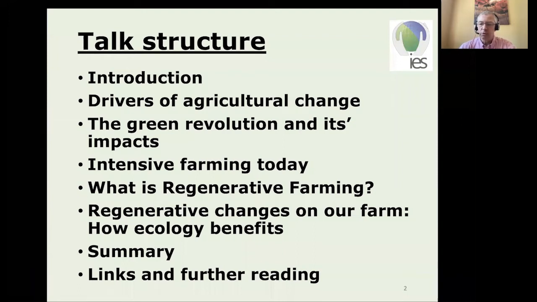I'll explain what regenerative farming is and what makes it different from the way most other farms are managed now, before describing how I became interested in regenerative agriculture. I'll offer examples of how looking at our farm differently and managing it with a different mindset can bring a cascade of virtuous ecological change in the landscape. And finally, I will summarise my presentation and leave you with some links for further reading.